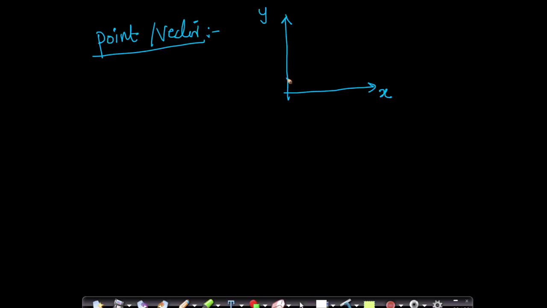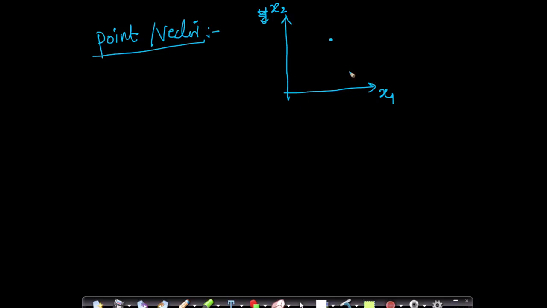Just for generality, instead of saying x-axis and y-axis, I'll call this the x1 axis and this the x2 axis from now on, right? Because the problem is, if I have 5 axes, what will I name them? X, Y, Z, W, K. So I would rather say x1, x2, x3, x4, x5, right? So let's assume these are my 2 axes, and I have a point here, right?